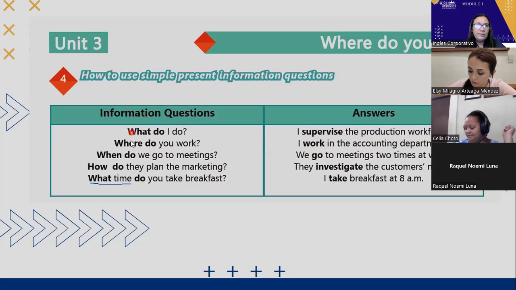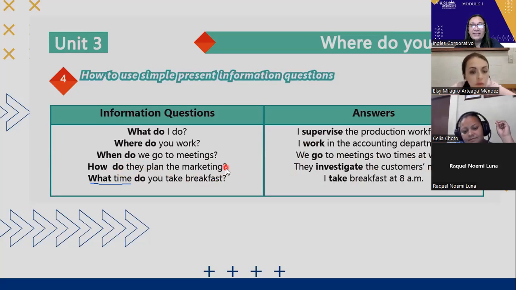Ajá. Cuando le pregunten, where do you work? Pues te va a responder el área en el que trabaja. I work in sales. I work in purchasing. I work in accounting. I work in legal office. Okay. When do you go to meetings? Se la pueden hacer así, tal cual. I go to meetings twice a week, every day, every morning.